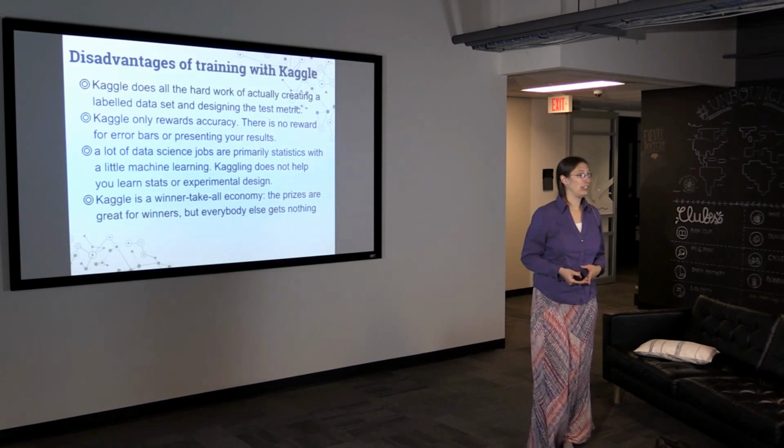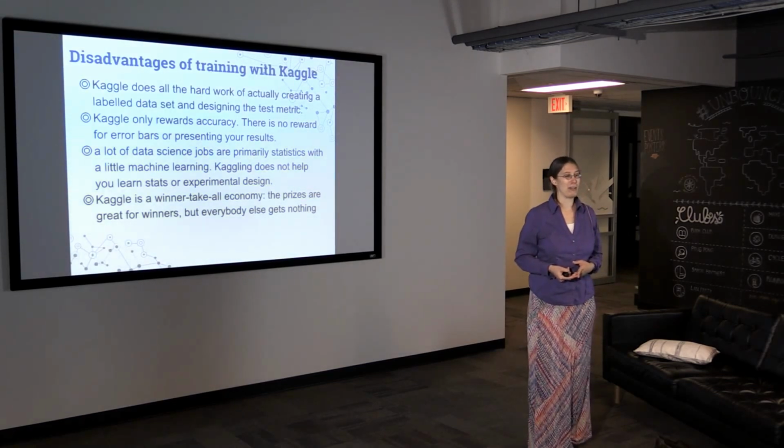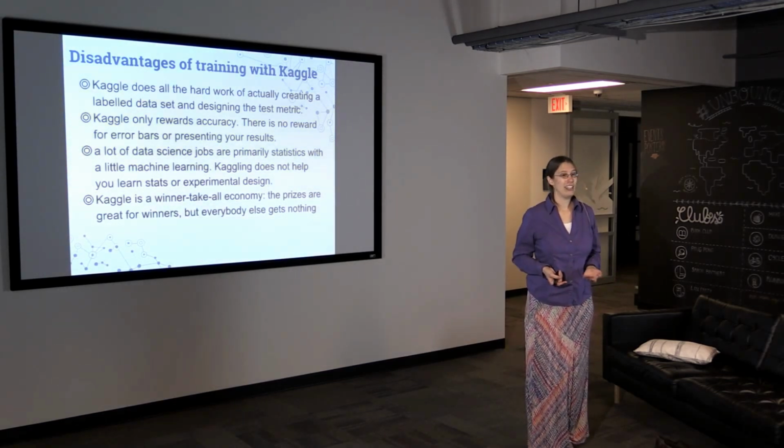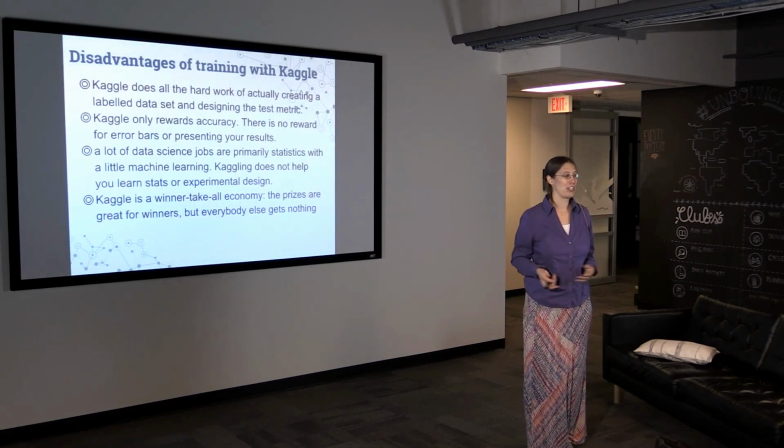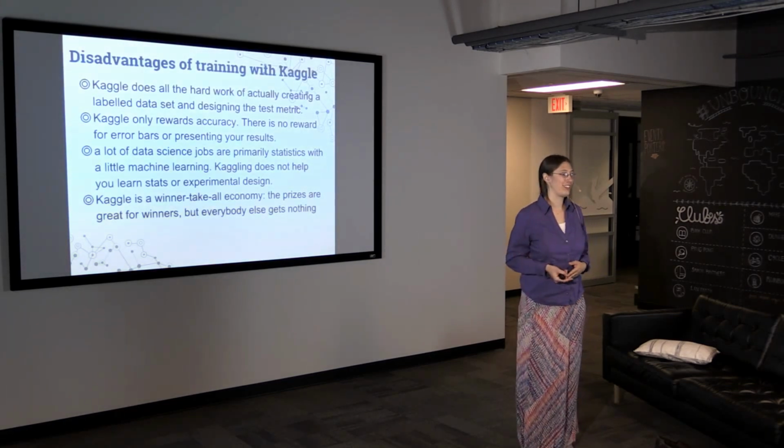That tends to be most of the problem in data science in a real company. The flip side of Kaggle only rewarding accuracy is that there's no points for making a nice visualization or even putting error bars on your prediction, all of which are very valuable things to know.